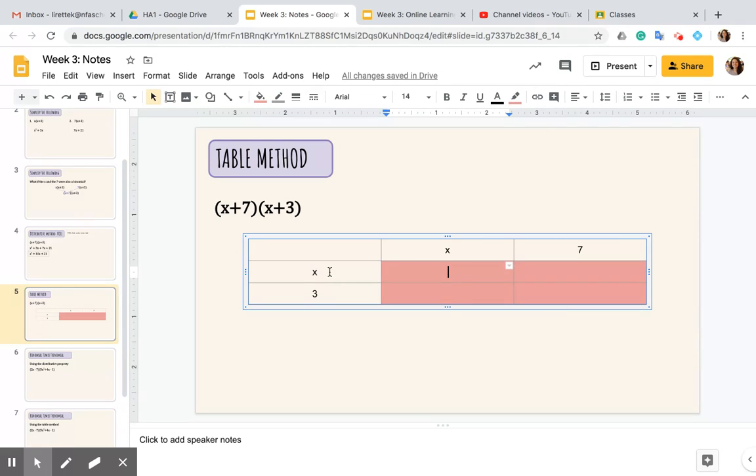And then what you're going to do is multiply across rows and columns. So in this upper left box here, I'm going to do x times x. So basically the two terms that, if you kind of looked at where they would intersect, that's where you're going to put their product. X times x gives me x squared.